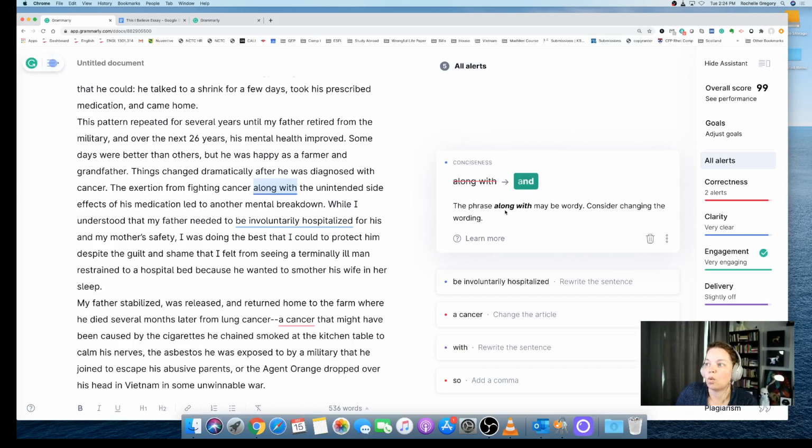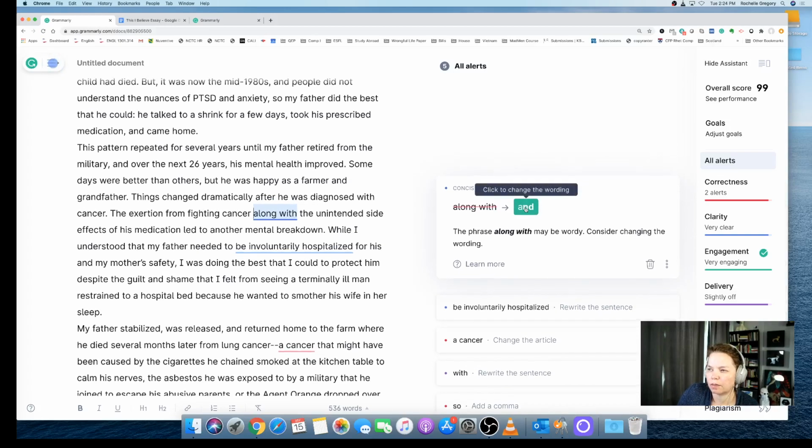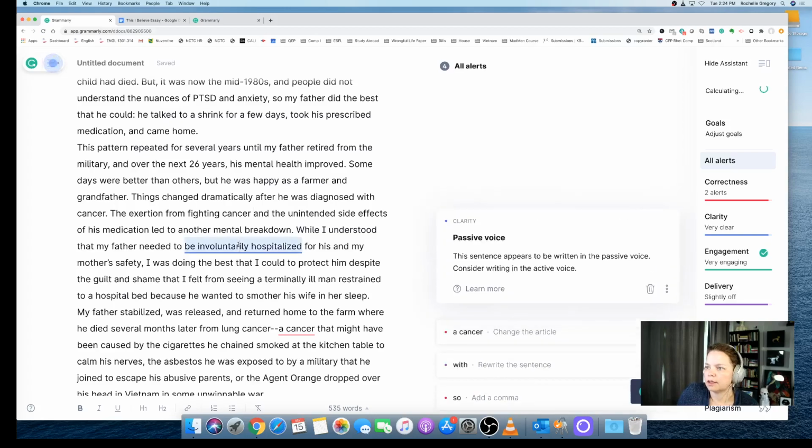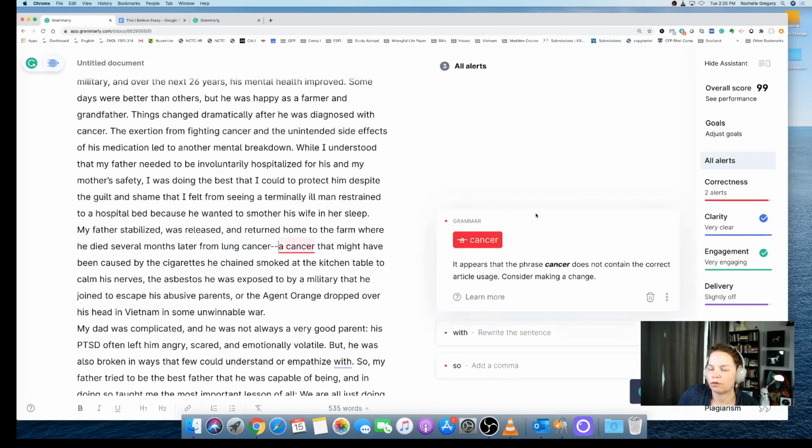So the exertion from fighting cancer and the unintended side effects of his medication, that is true. It is saying it is wordy, and it's saying that I could substitute 2 words for 1. And it's not changing the meaning, it just makes it a little bit more concise. So I could see that. Okay. All right, now it's saying passive voice. I like the passive voice, so we're just going to leave that there. Passive voice isn't something I would come down on you about, so don't worry about it.